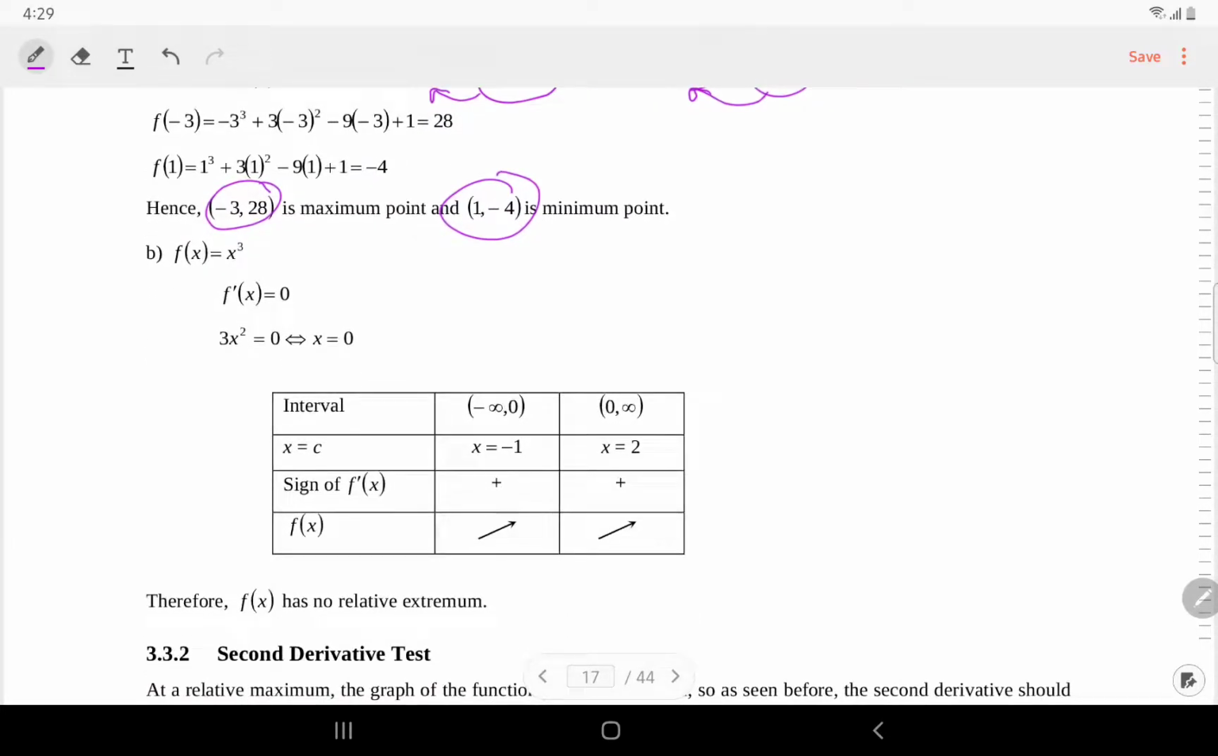Okay, example ni pula. This function, so kita differentiate equal 0. So differentiate jadi 3x square equal 0. Selesaikan x, dapat x equal 0. And then x equal 0, meaning that we can divide it into 2 intervals. And then select test point. And then insert into f prime x. So we'll get positive, positive. Both positive, so both is increasing. So kalau ni increasing, increasing lagi. So graph dia bentuk increase, lepas tu increase lagi. So tak adalah maximum ataupun minimum point. So f of x has no relative extremum.